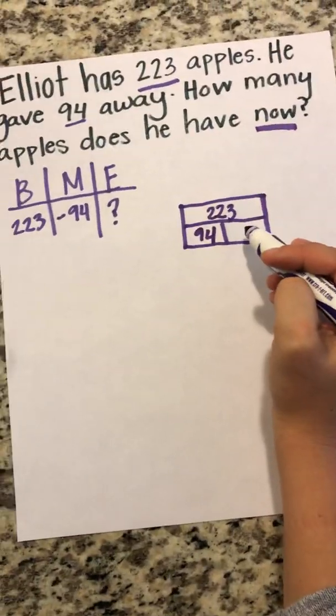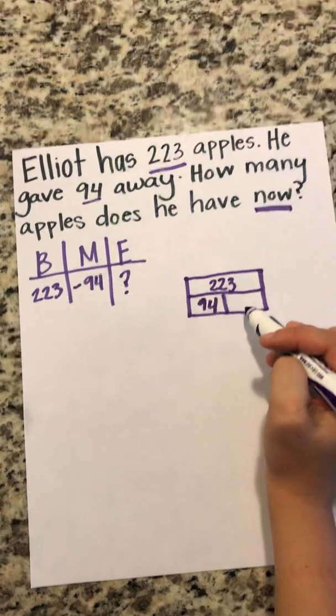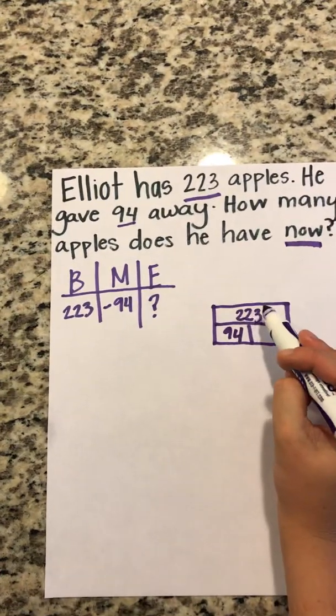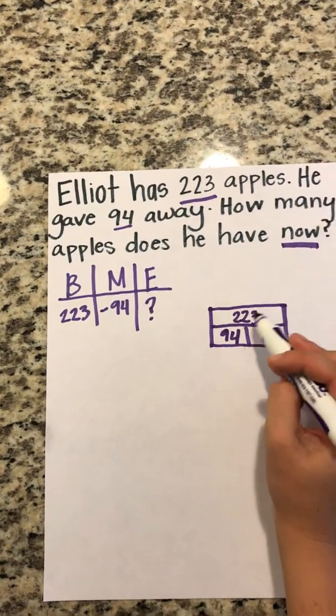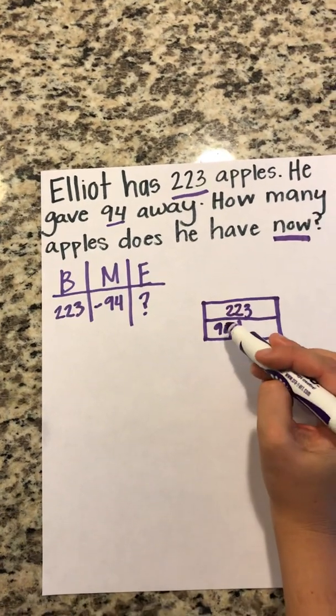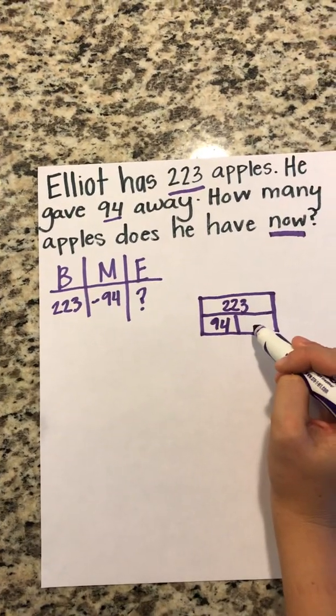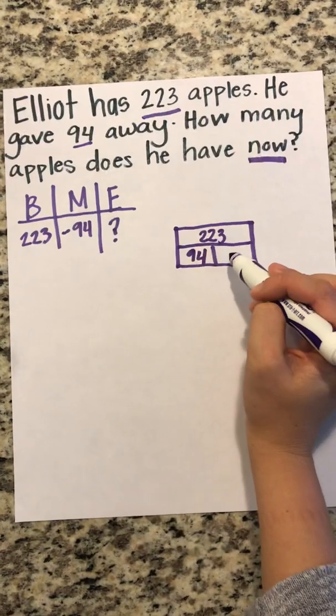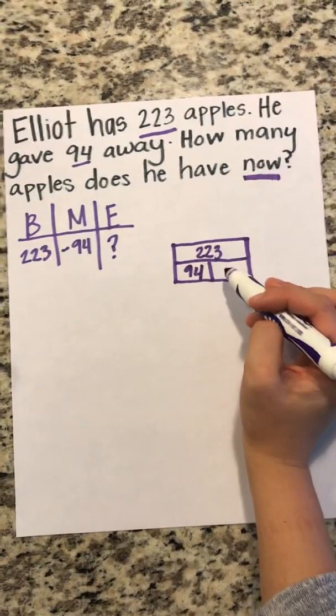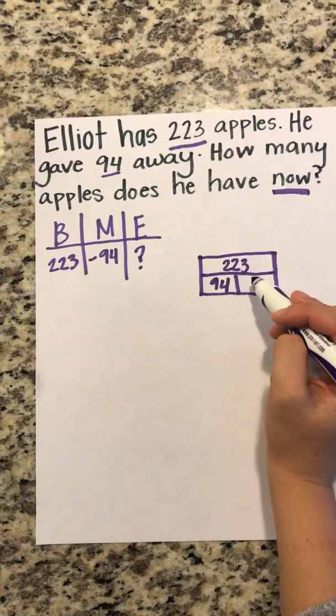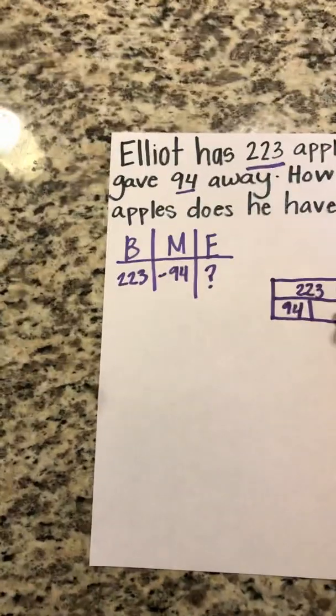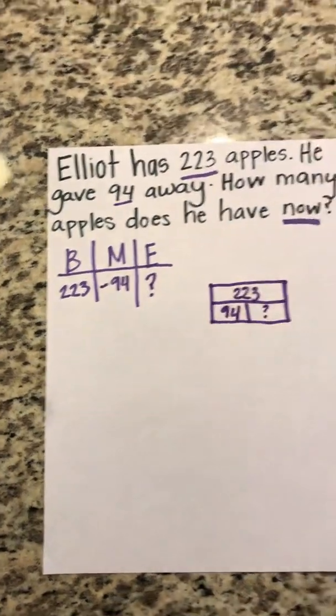And then the other part is what he has now. He had 223 as his whole. He gave away part, and then he still has a part left. Like if you have a piece of pizza and you give away some pieces, you still have part of the pizza left. Okay, so he still has some left. So that's where our good old question mark goes, our little unknown.